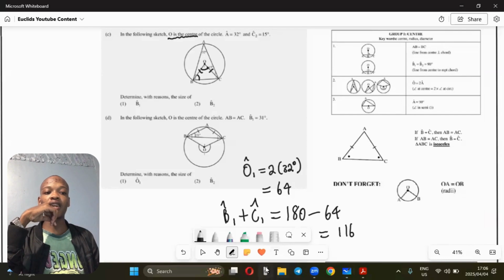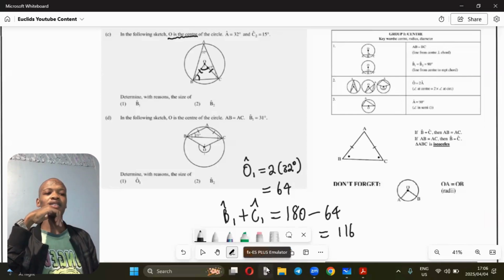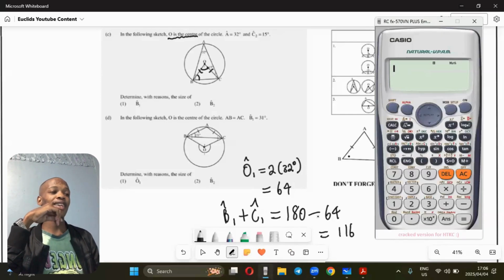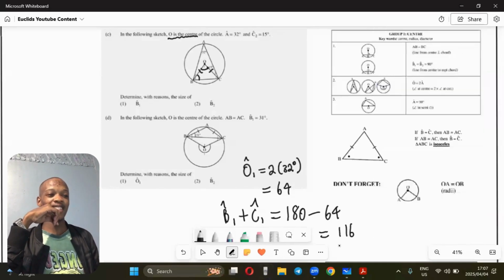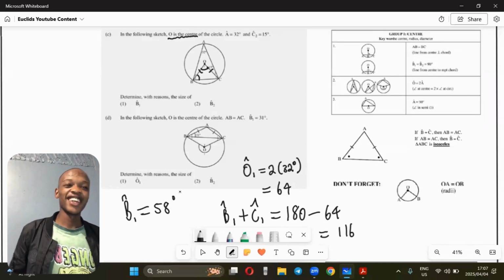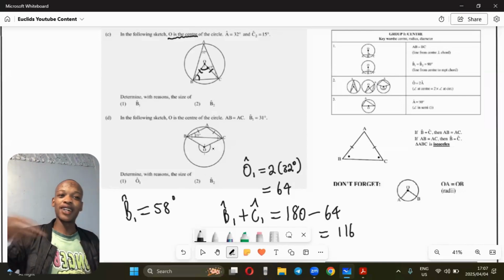Let's bring our calculator up again. I could use my mind, but the calculator is up, so it's 58, which means B1 and C1 are both 58. So B1 is equal to 58 degrees. That is that. And then let's go for B2.